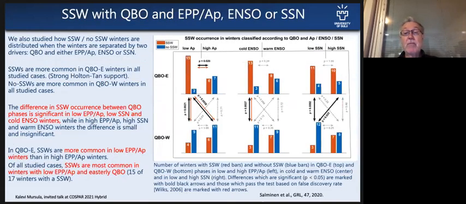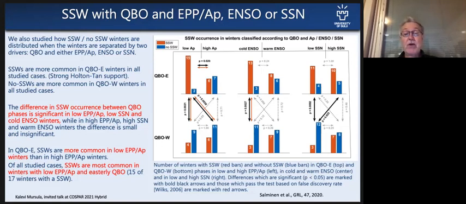Separating the winters by 2 drivers, QBO and either EPP, ENSO, or sunspots, we find that almost all winters with QBO easterly and low EPP lead to the warming. So the low EPP seems to further enhance the Holton-Tan effect. On the other hand, high EPP tends to increase the relative number of no warming winters for QBO easterly, thus reducing the Holton-Tan effect.